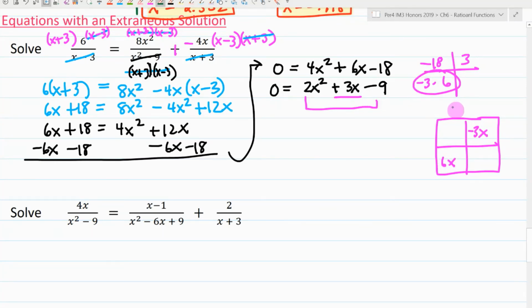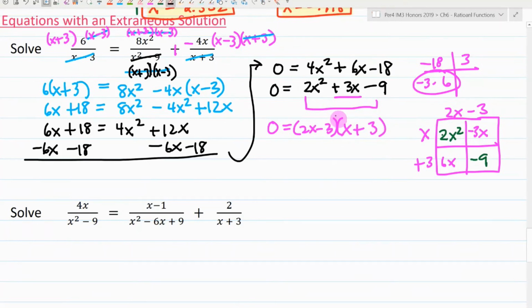All right. So now we need to make sure we put 2x squared here, negative 9 here, and then factor this. So we can take out an x, that leaves us a 2x minus 3. 2x times what gives me 6x? That would be a plus 3. So 0 equals 2x minus 3 times x plus 3.